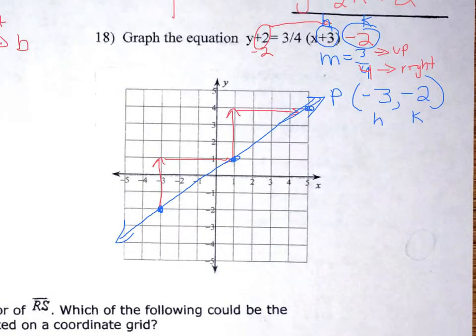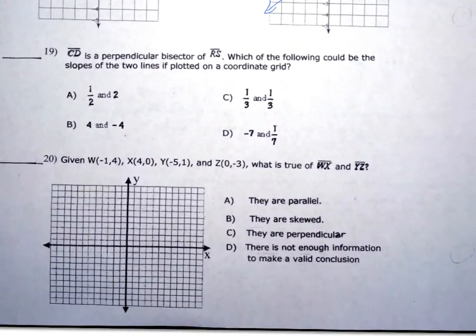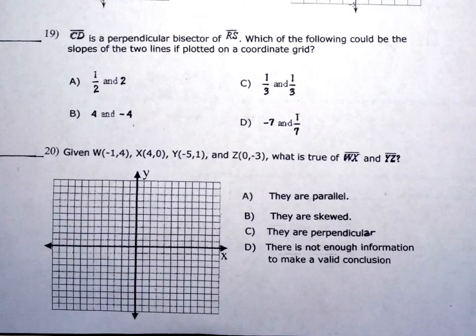Okay. Next, number 19. In number 19, this is a 5 point problem. It says CD is perpendicular bisector of RS. Okay, so if it's a perpendicular bisector, that means that the slopes are negative reciprocal slopes. So, which of the following could be the lines if you plot them on the coordinate plane? Well, could it be A, 1/2 and 2? No, because even though they're reciprocals, they're not opposite reciprocals or negative reciprocals. 4, -4? No, it has to be one the reciprocal of the other one.